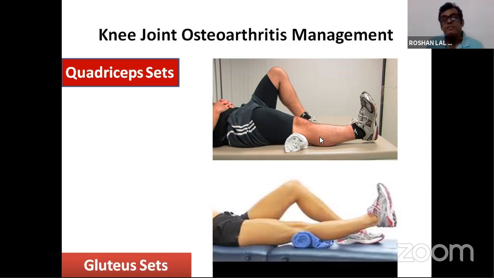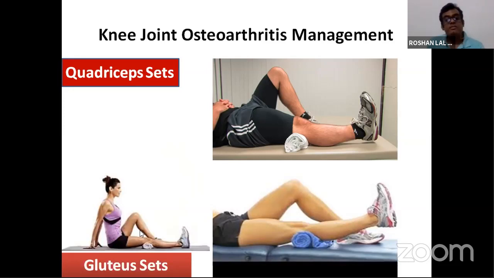For the quadriceps sets, what is important is that the knee should be on the towel and the ankle should be raised over the plinth. The patient should not raise the knee over the towel. This should be over the towel.